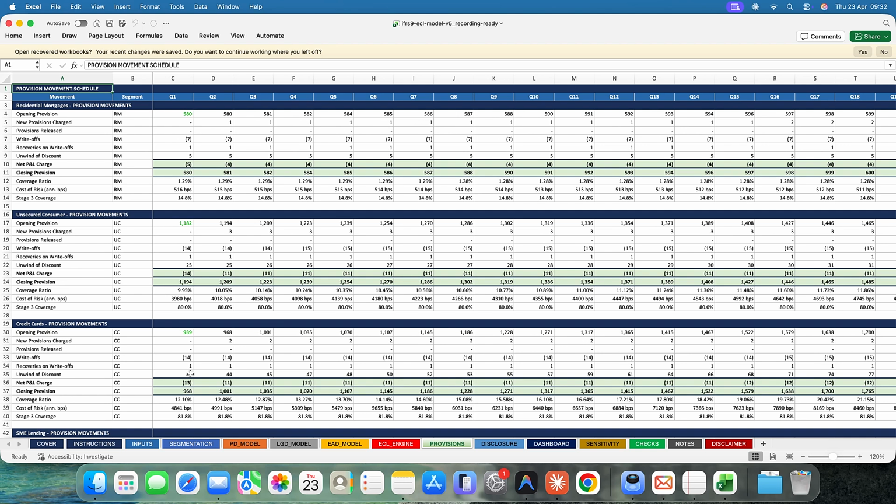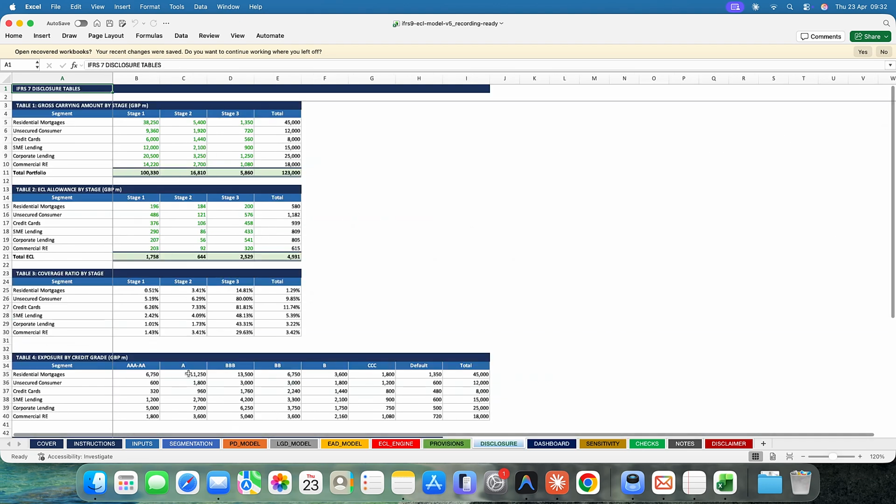IFRS 7 disclosure tables on the next tab. Coverage ratios by stage. Movement analysis between stages. ECL by staging and by risk rating. The tables that go straight into your annual report.